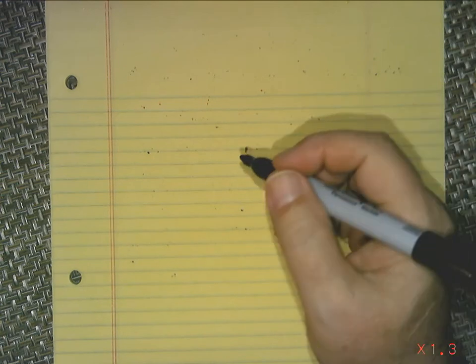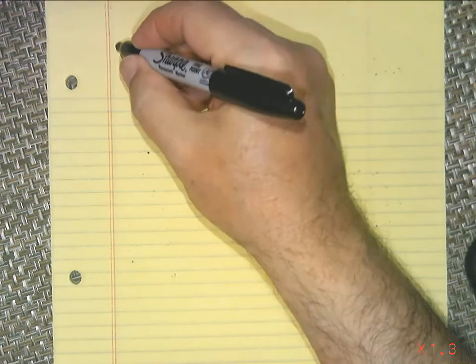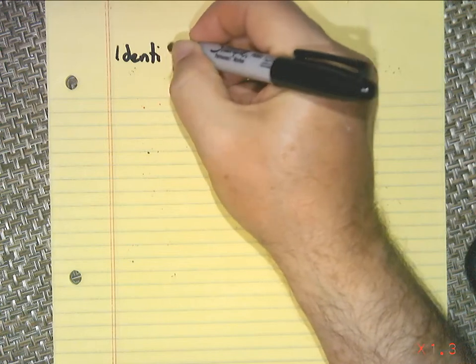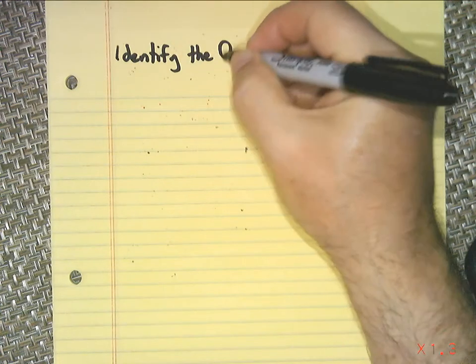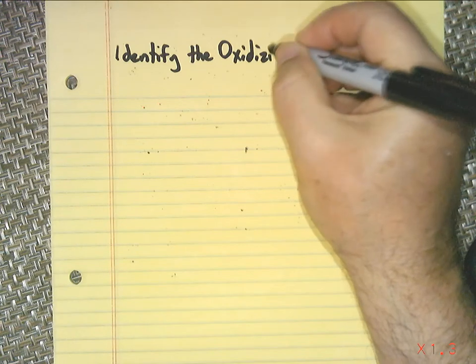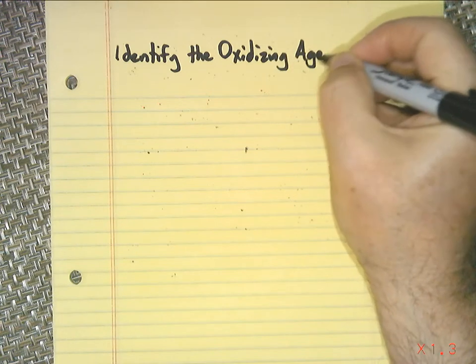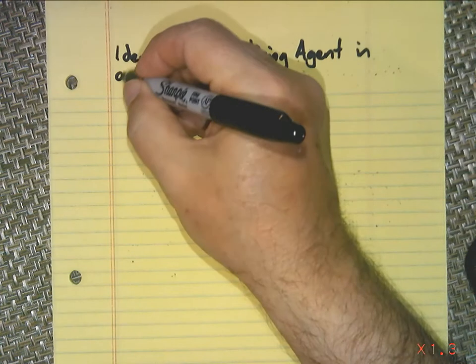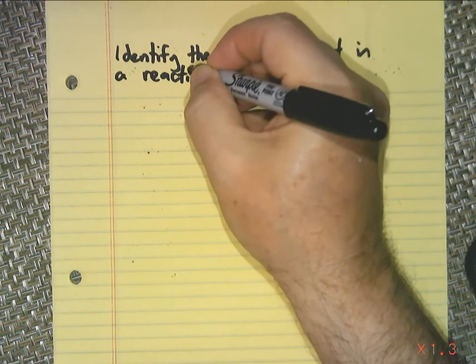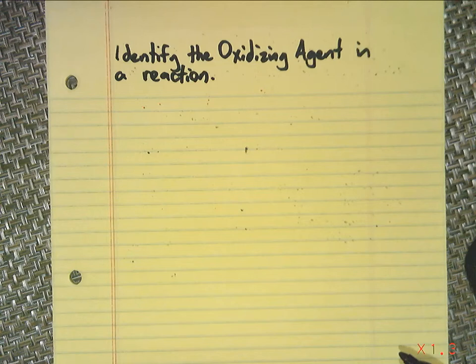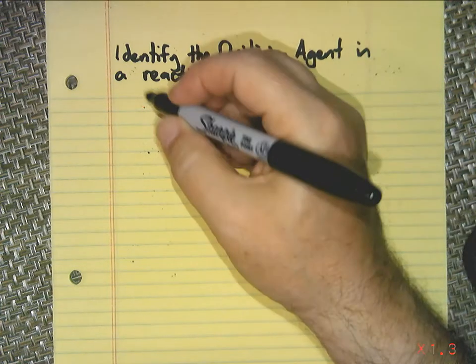Let's put everything that we've done in the last couple of videos together and identify the oxidizing agent in our reaction. To do this, we need to assign the oxidation numbers to everything that appears in the reaction. Let's do a simple example, and then we'll do a more complicated one.